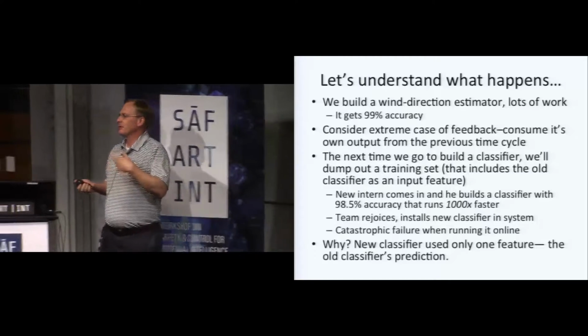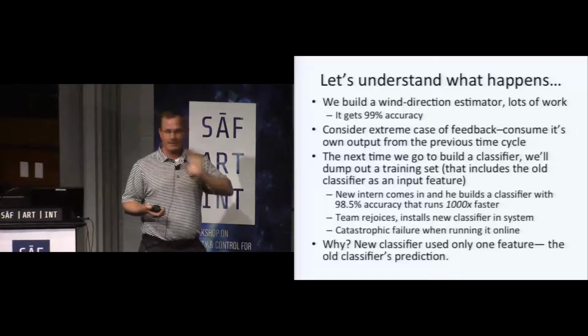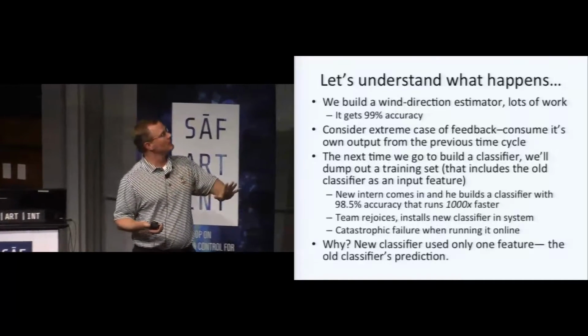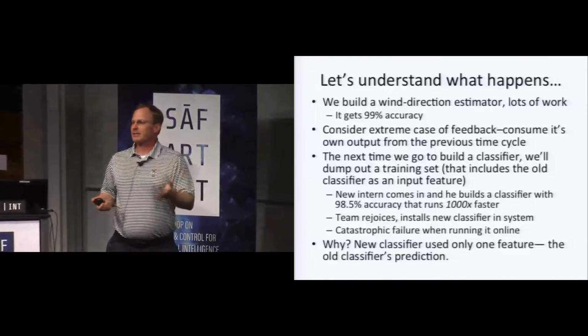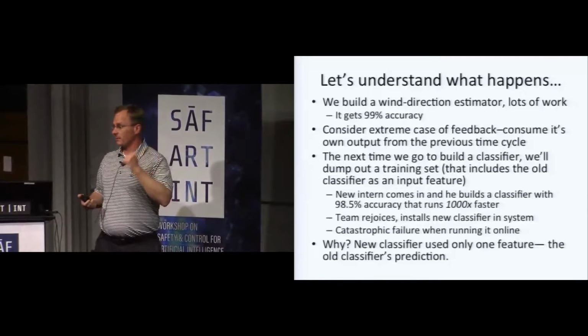I don't know, maybe it's in discrete bins. It's 0 to 5 miles an hour, 5 to 10, 10 to 15, so on and so forth. And it's awesome, right? We really nailed it. Problem's great. Okay, but someone thinks it'd be a really great idea if one of the features of that wind speed estimator was the wind speed estimate from the last time step.